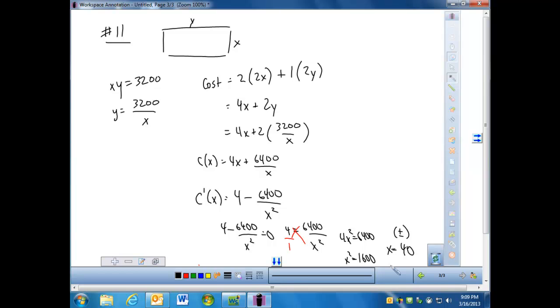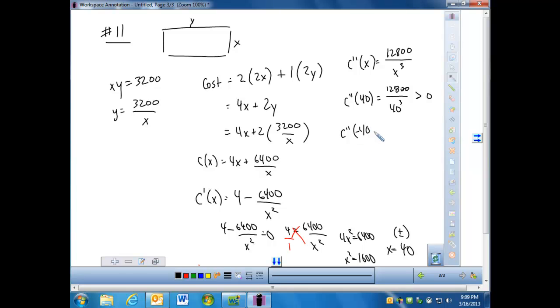So I sure hope as I do the second derivative here I get the answer I'm looking for. Take the second derivative of that function. That second derivative is going to be 12,800 over x to the third. Plugging in my positive and negative 40. If I plug a positive 40 in, I get a positive over a positive. In that case, this is concave up, so 40 is a minimum in this problem.